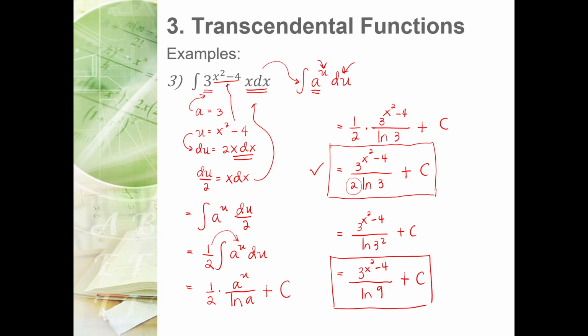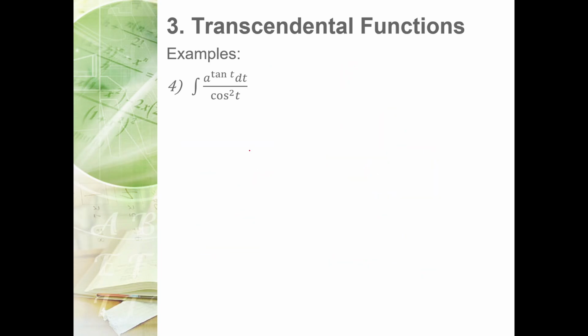Okay, so do you have questions? So I think there's no question. So let's move on to the fourth example. So this time we have the integral of a to the power of tangent t all over cosine squared t dt. So questions?